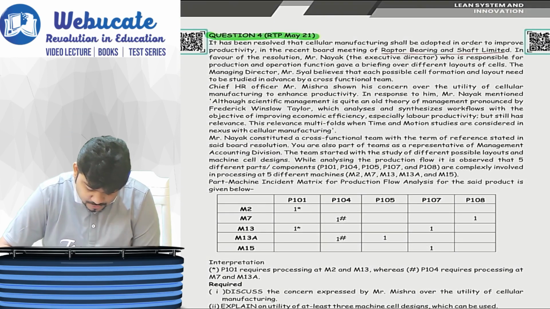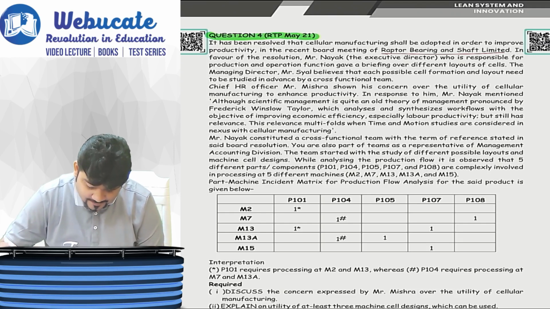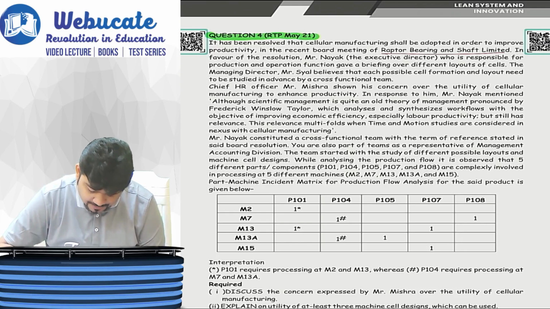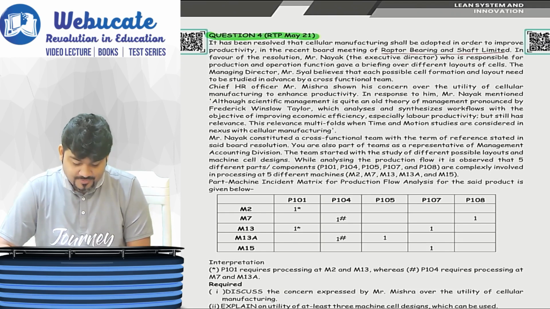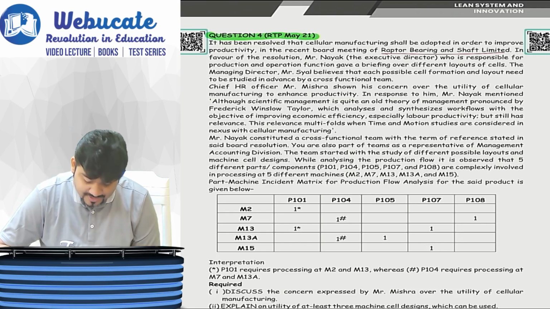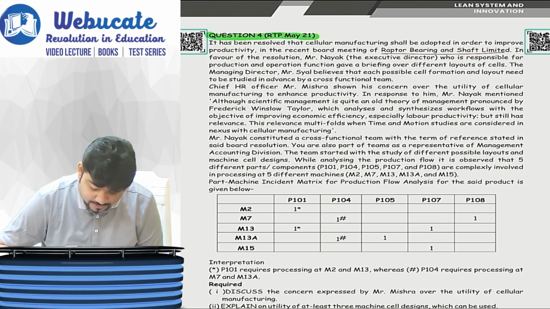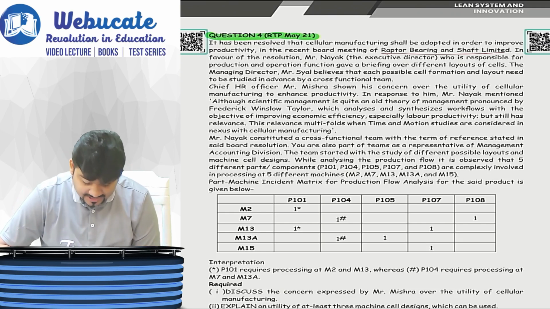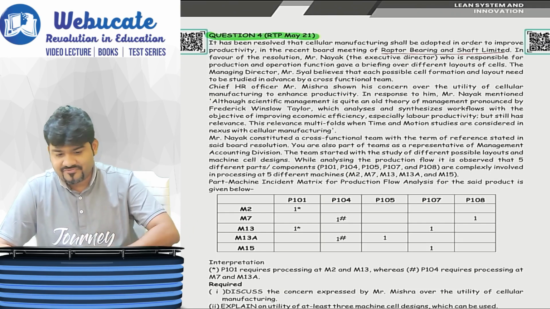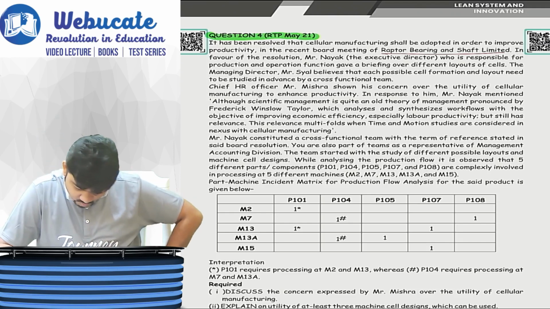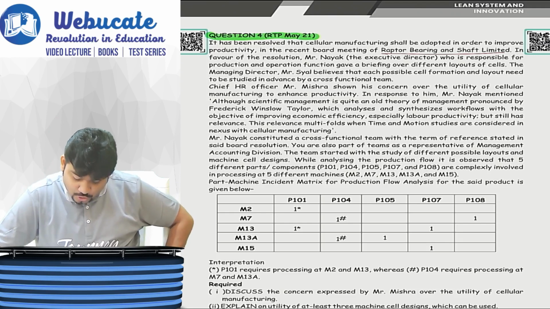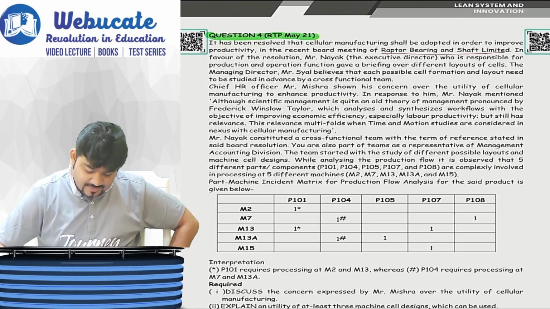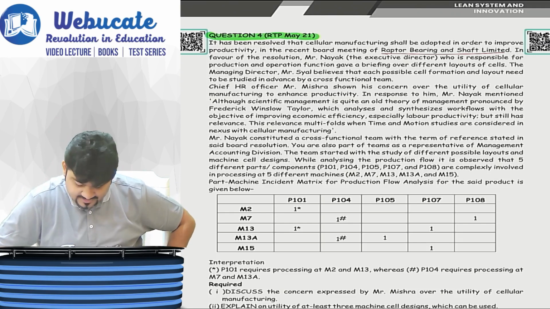In favor of the resolution, Mr. Nayak, the executive director responsible for the production and operation function, gave a briefing over different layouts of cells. The managing director, Mr. Sial, believes that each possible cell formation and layout needs to be studied in advance by a cross-functional team. Very true. Chief HR Officer Mr. Misra shows his concern over the utility of cellular manufacturing to enhance productivity.